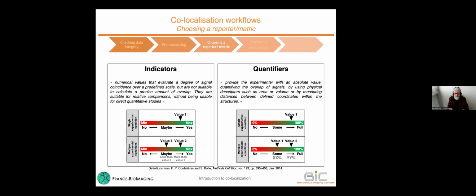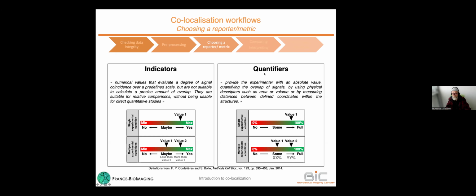Well, taken alone, this value relative to a range, unless you've got extreme values, will be hard to interpret, and you will need to have at least a control or a reference, something that you can compare your value to.